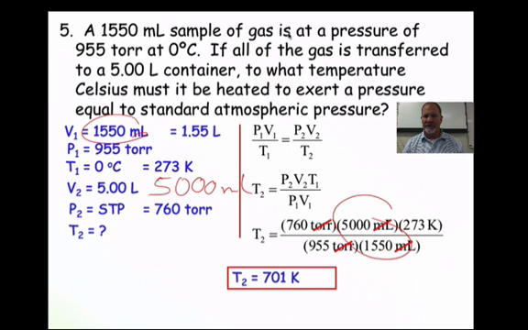So my final temperature there is in Kelvin. I want it in Celsius. So just like we add 273 to get from Celsius to Kelvin, we subtract 273 to get from Kelvin back to Celsius. Final answer, 428.